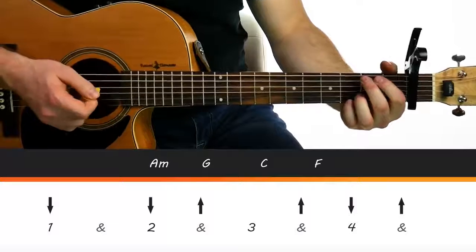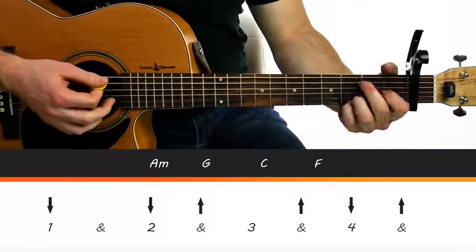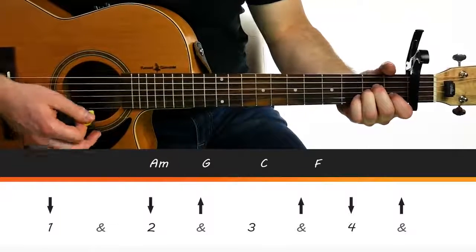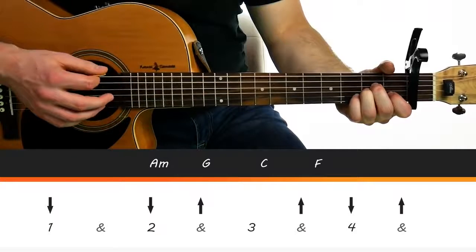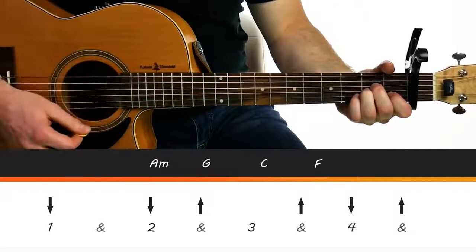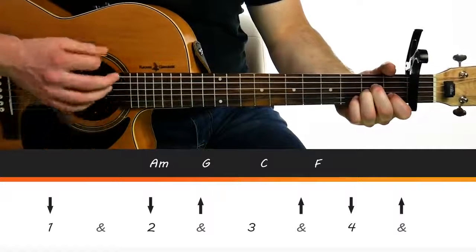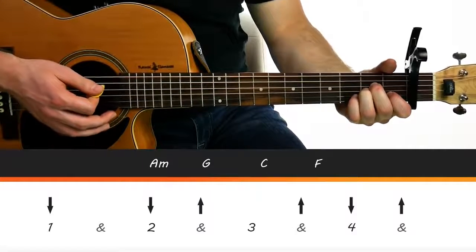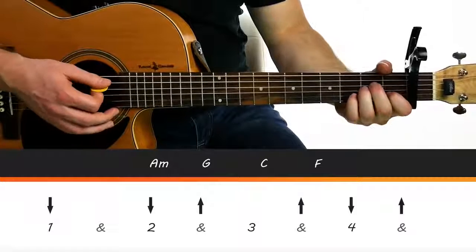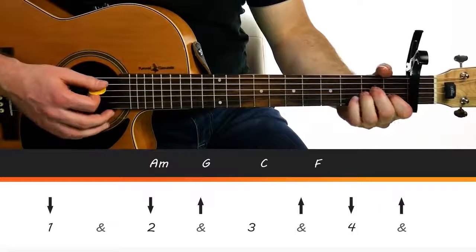So what are we doing here? We're playing on the 1, 2, and the and of 3, then 4, and then we switch chords. So that's going to look like this.